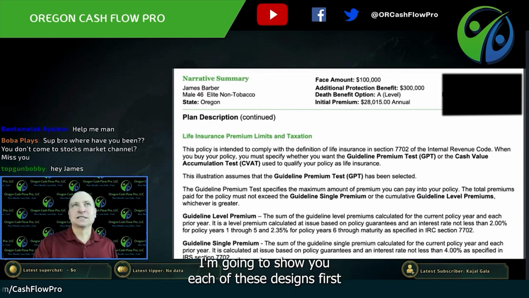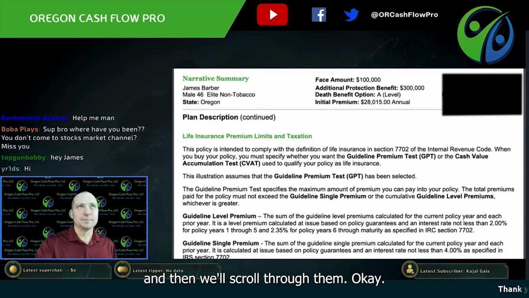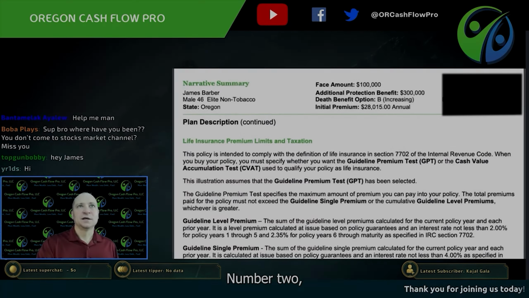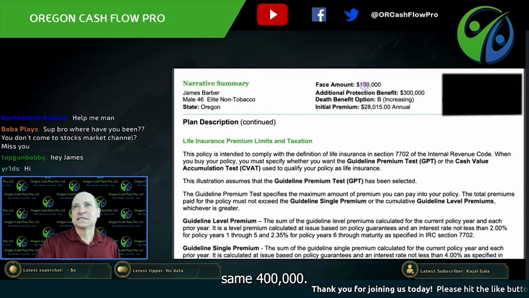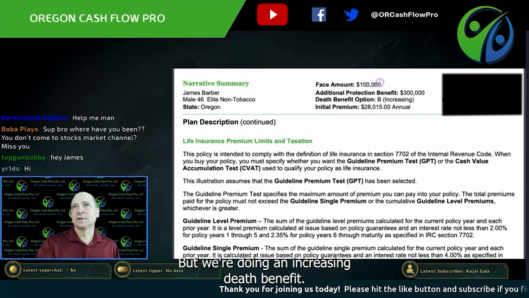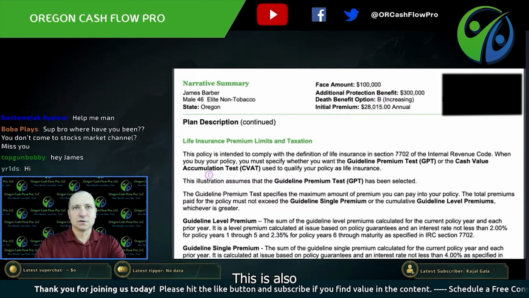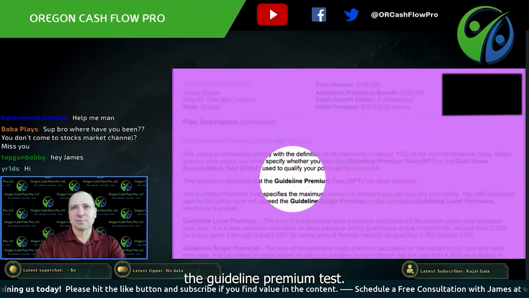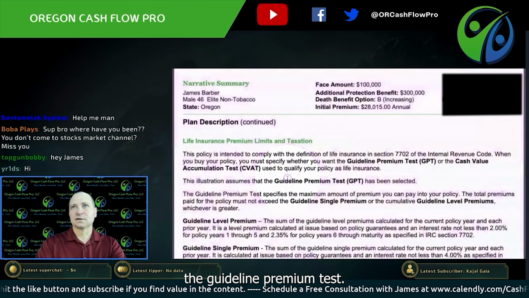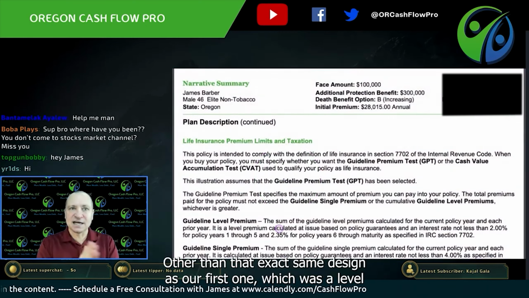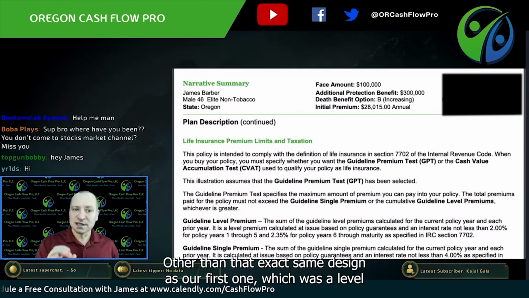I'm going to show you each of these designs first, and then we'll scroll through them. Okay, so this is number one. Number two, same $400,000, but we're doing an increasing death benefit. This is also the guideline premium test. Other than that, exact same design as our first one, which was a level death benefit.